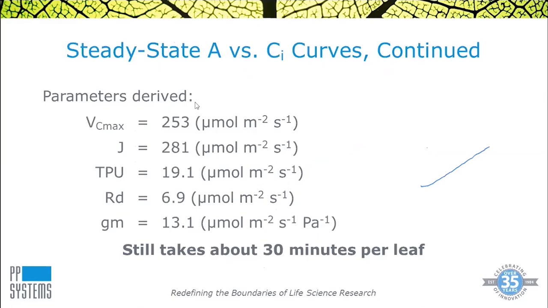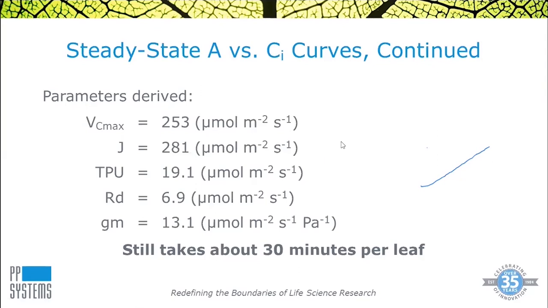These are the maximum capacity for carboxylation by Rubisco, maximum electron transport rate, the rate of triose phosphate utilization, dark respiration, and mesophyll conductance. So you get 5 parameters from an ACi curve. Unfortunately, it takes a long time. It takes at least 30 minutes per leaf to get enough data to fit with the utility.